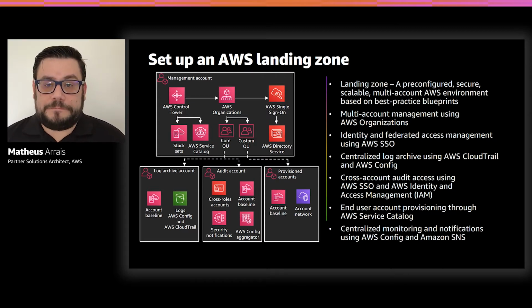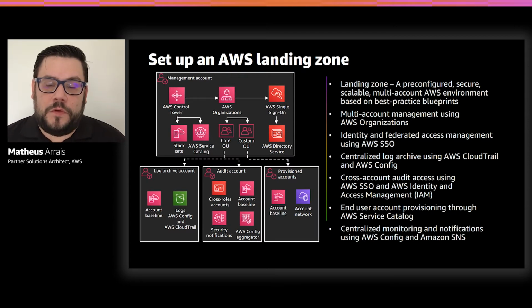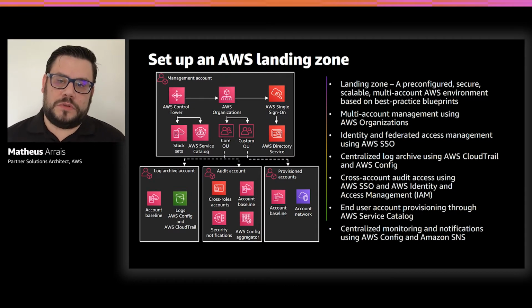Also, with AWS Control Tower, you're going to use AWS Single Sign-On, or SSO, for providing identity and access management with a built-in directory, or you can integrate with your existing identity provider. AWS Control Tower also uses AWS Service Catalog for the account factory to provision new accounts, following the best practices that AWS Control Tower uses with the same concept of AWS landing zone.